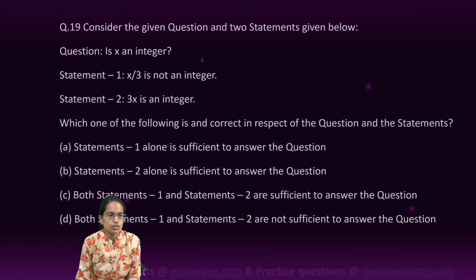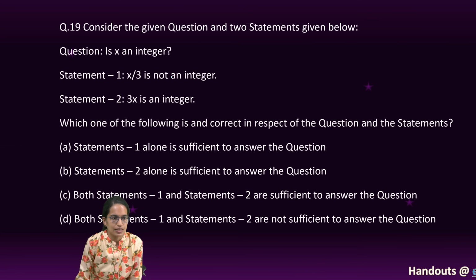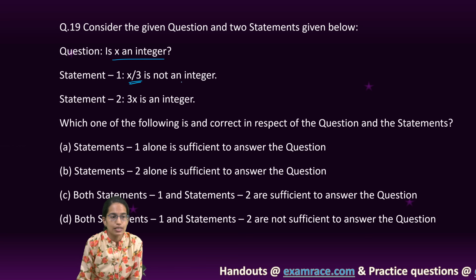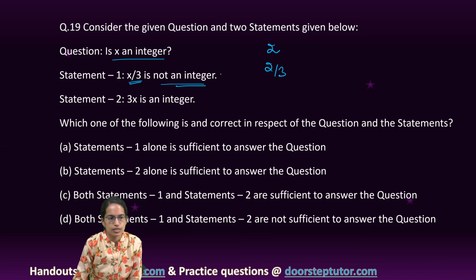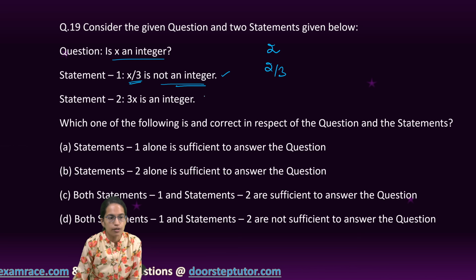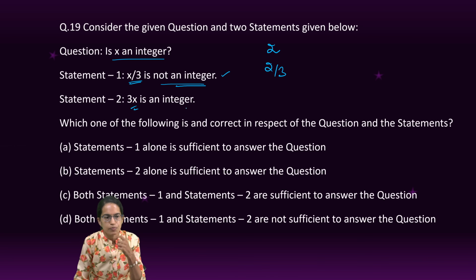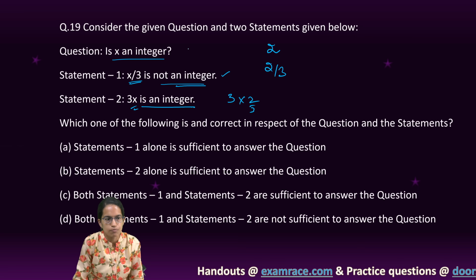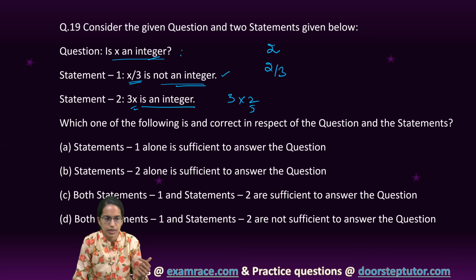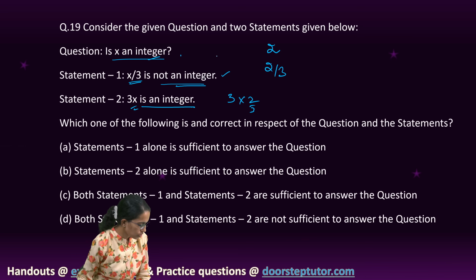Okay, the next question: if x is an integer, the question is, is x an integer? Statement 1: x by 3 is not an integer. So 2 by 3 is not an integer, but 2 is an integer, so this statement comes out to be true here. In the second case, if I consider x as 2 by 3, then 3x is an integer because 3 into 2 by 3 is an integer, but here x does not become an integer. So this does not come out to be true.